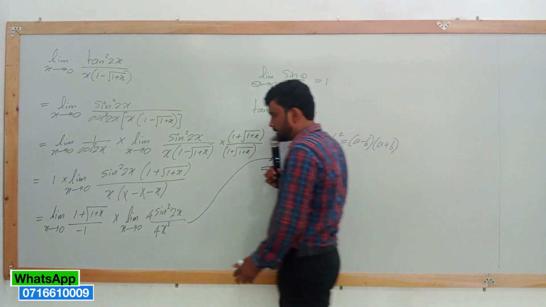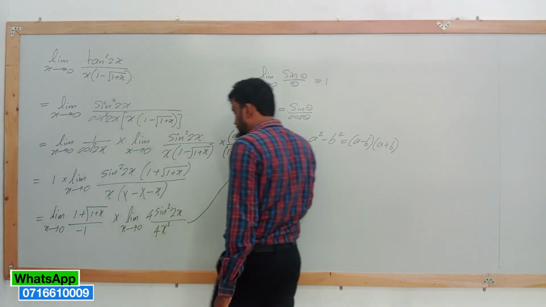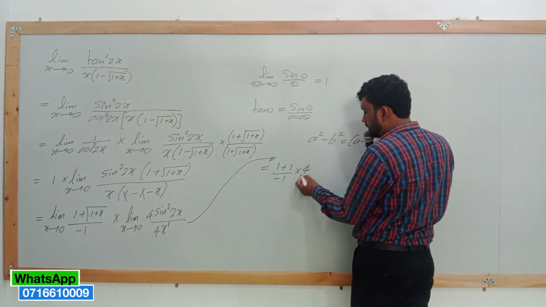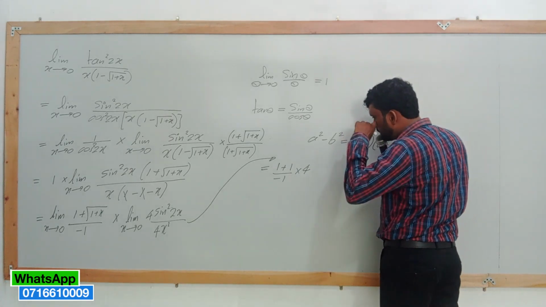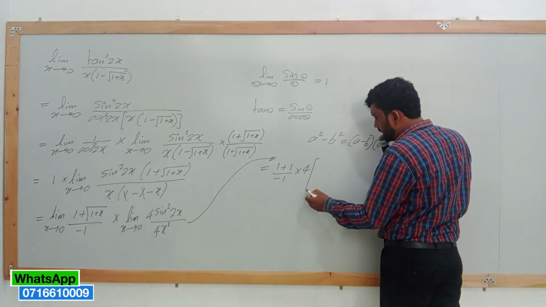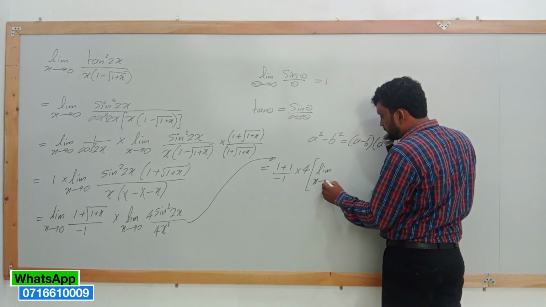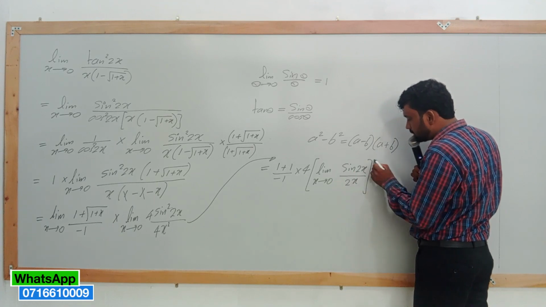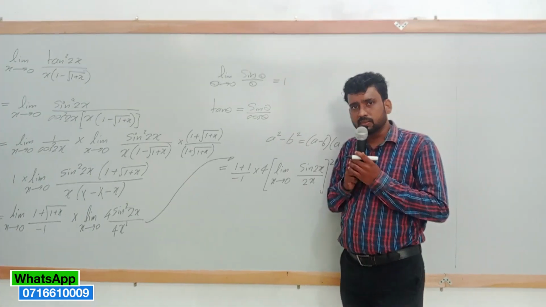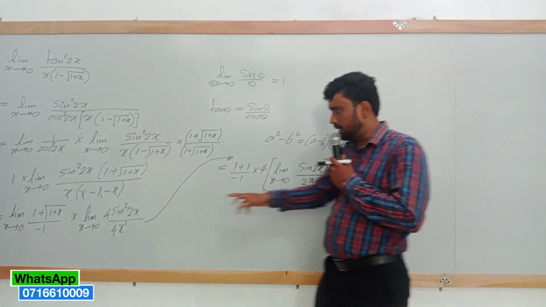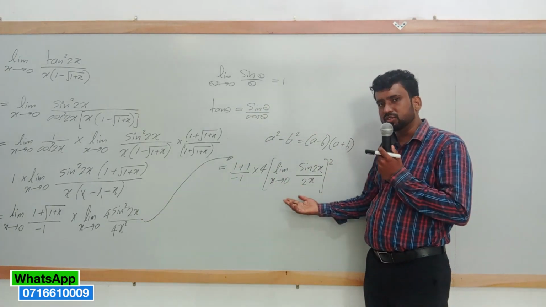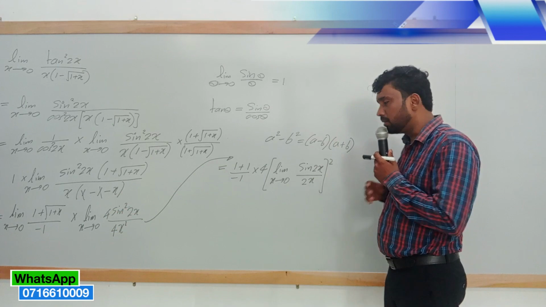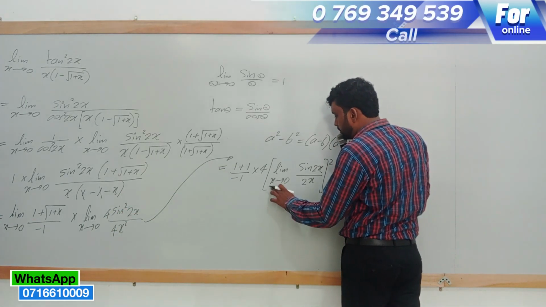And that equals, what is that? This one, 1 plus 0, no? 1 plus 1 divided by minus 1, into, we can take 4 outside, and we can take limit x goes to 0 of sine 2x over 2x, all squared. Take the complete square, right?